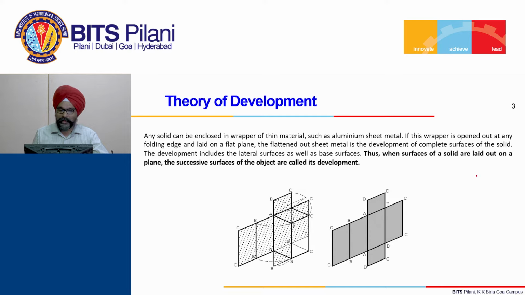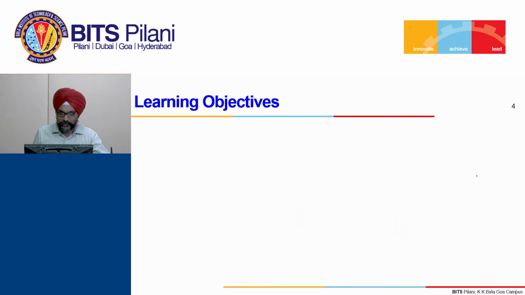We do not have apparent shapes. In a real solid we may have apparent shapes. Those apparent shapes are first converted to true shapes and they are put together, like sewn together. That is the meaning of development.